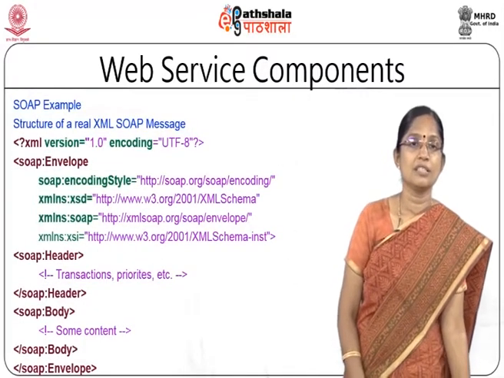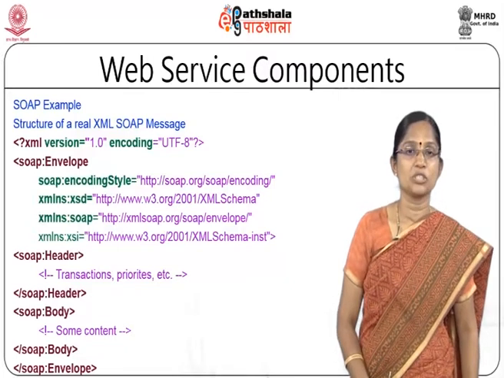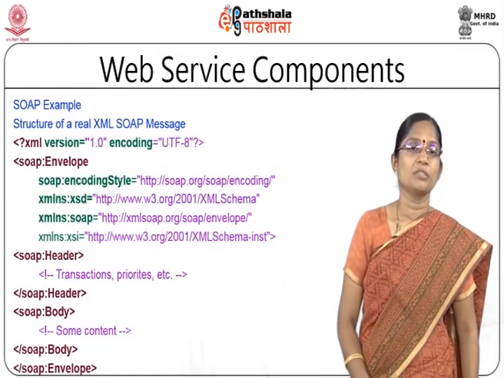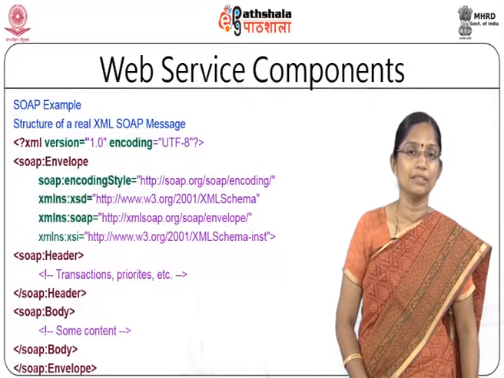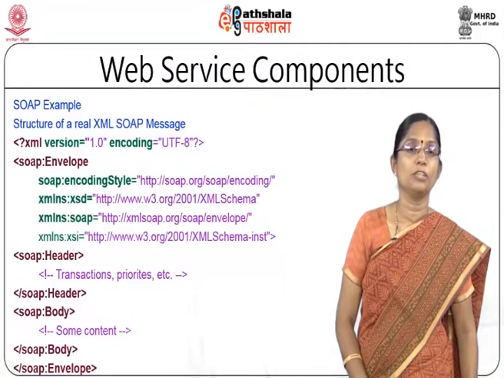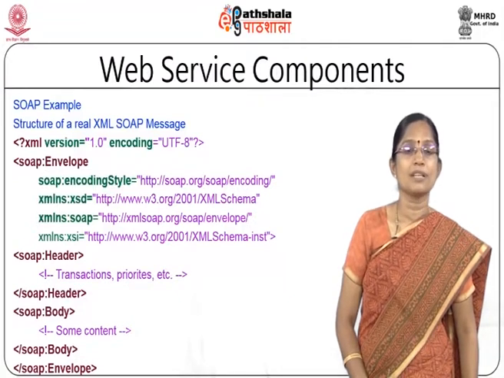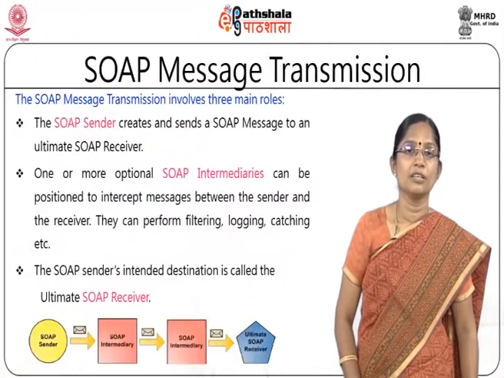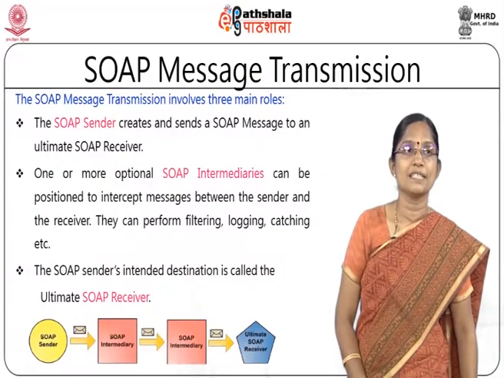Okay. This is a SOAP example. You can see the structure of a real SOAP message. The envelope consists of the address, that is the schema, and the namespace which has been given for the SOAP. Then you can see the header part. Some content can be given in the body part. Again the SOAP envelope has been closed. Okay. So this is the SOAP message transmission.